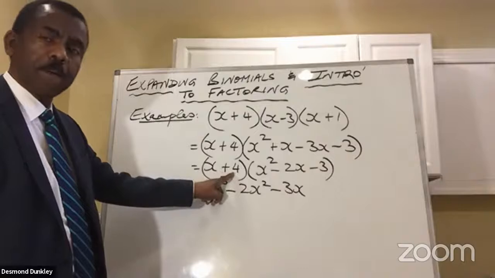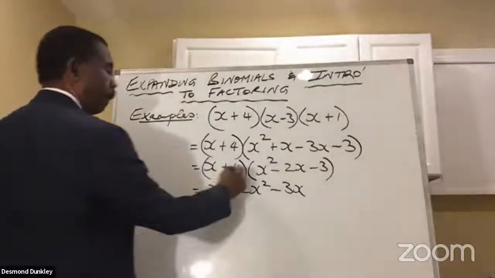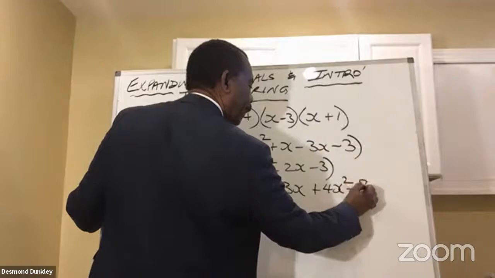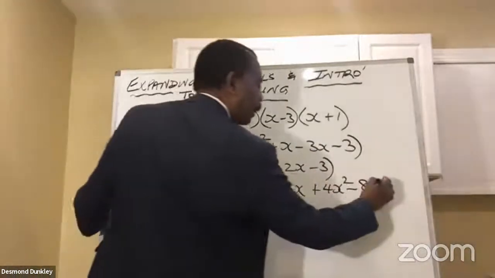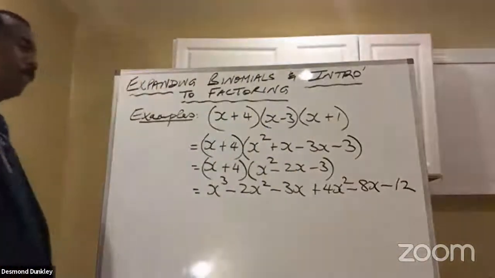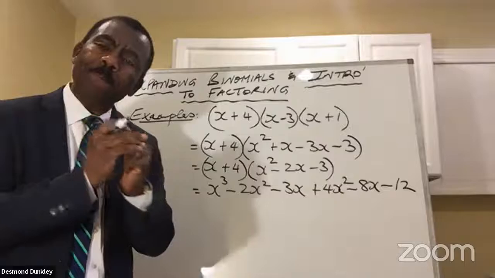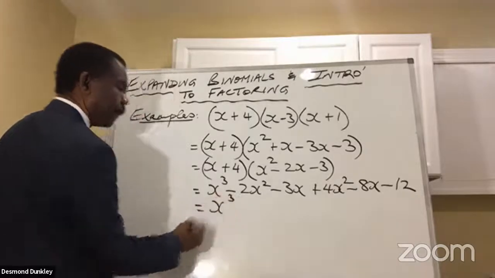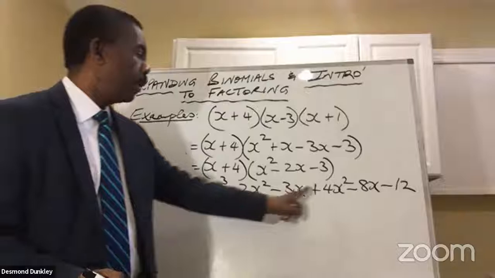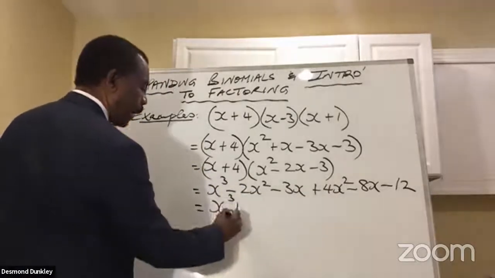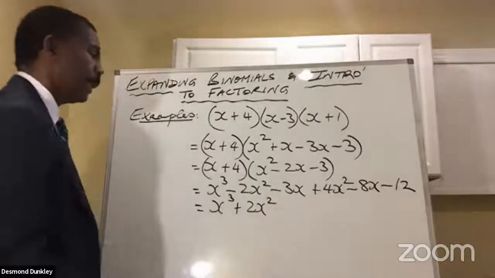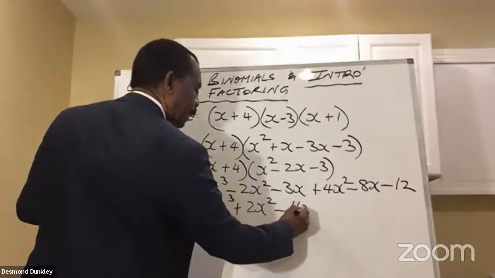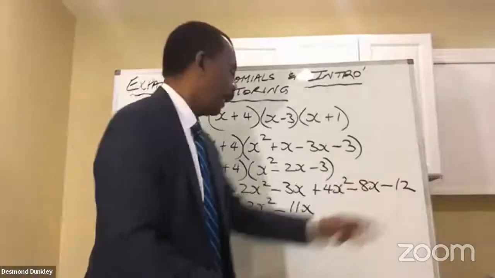Now I need to multiply by the 4. 4 times everything that's over there. 4 times x squared is 4x squared. 4 times negative 2x, negative 8x. 4 times negative 3, negative 12. And now I'm going to look if there are any terms that I can put together, any like terms. So we now have x cubed is by itself, but I see that this negative 2x squared plus 4x squared gives me positive 2x squared. I see negative 3x and negative 8x, that's equal to negative 11x. And then finally, negative 12.